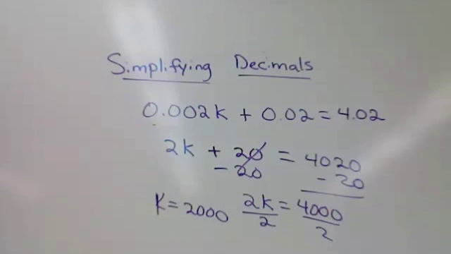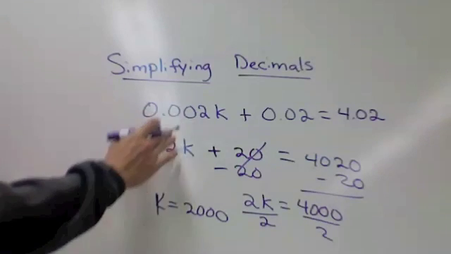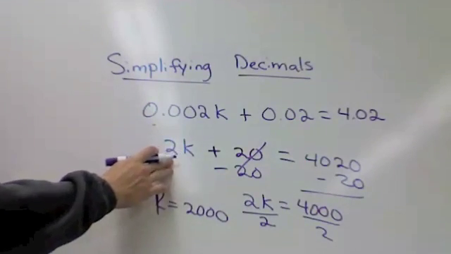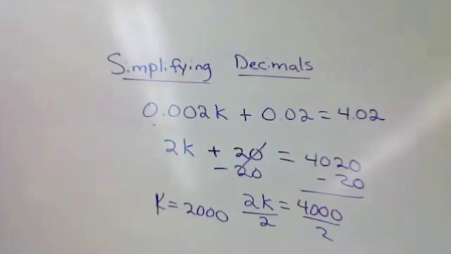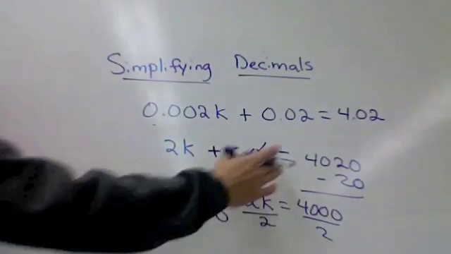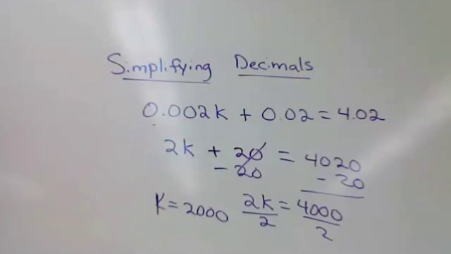So once again, we're going to take our equation of 0.002k plus 0.02 equals 4.02. And instead of doing it by calculator, we're simply going to move our decimals over and turn everything back into whole numbers. So we find our smallest one, we move it over 3 spots, or multiply it times 1,000, and we get 2k. We multiply 0.02 times 1,000, and we get 20. We multiply 4.02 times 1,000, and we get 4,020. And then we just solve our equation from there, and we come out with a final answer of 2,000.